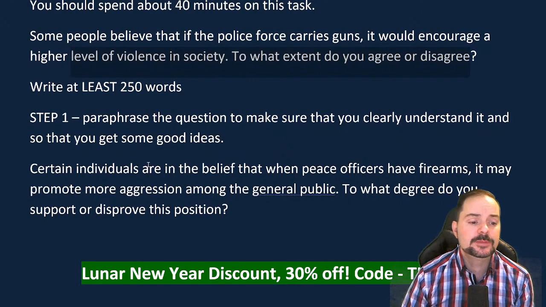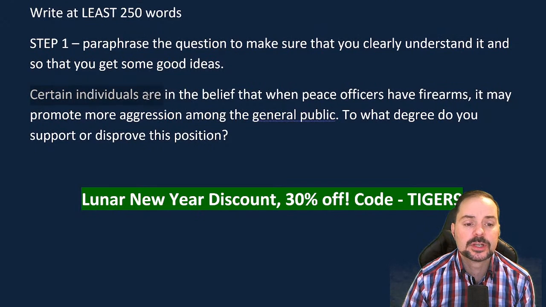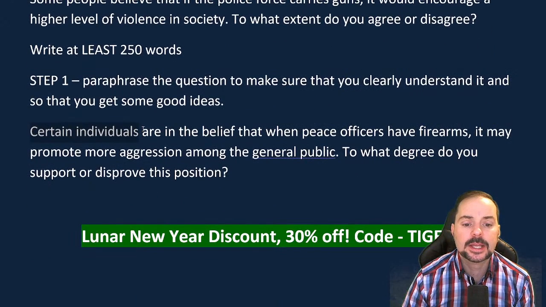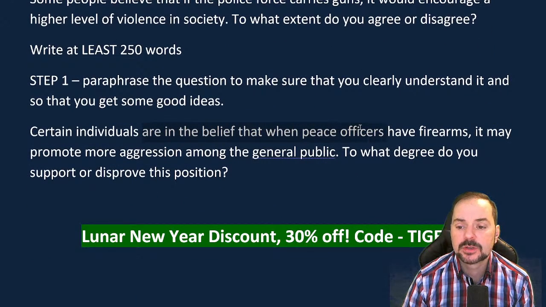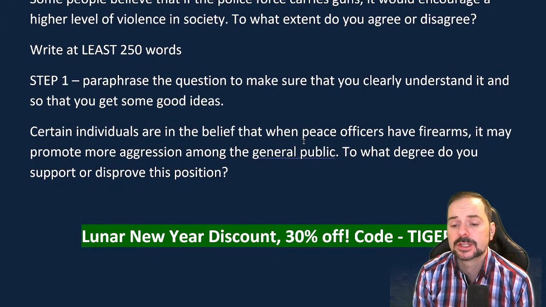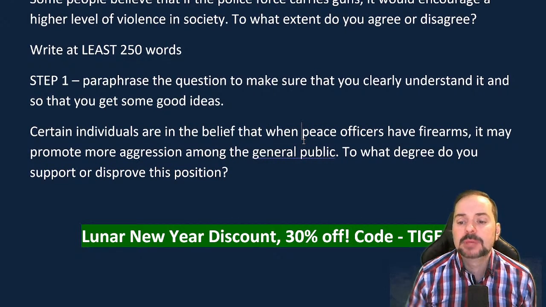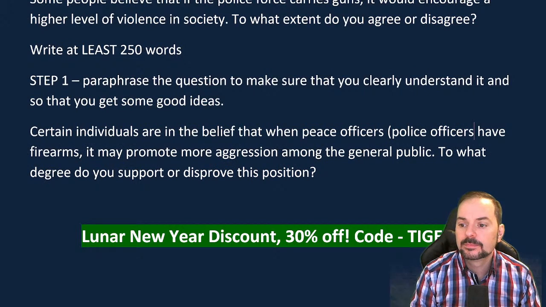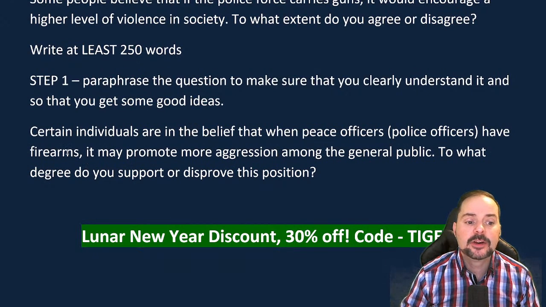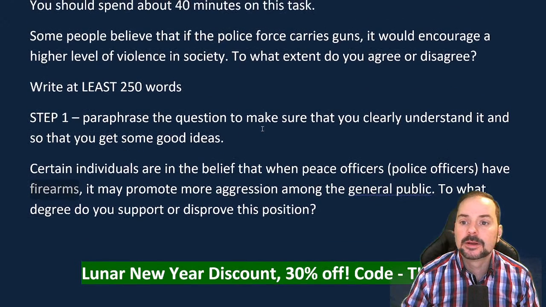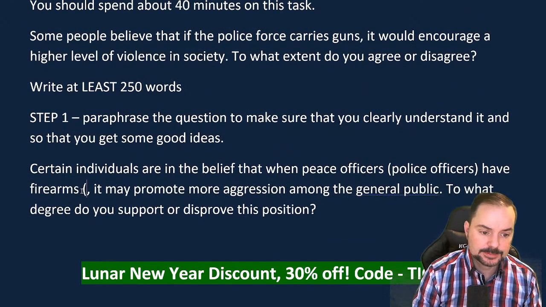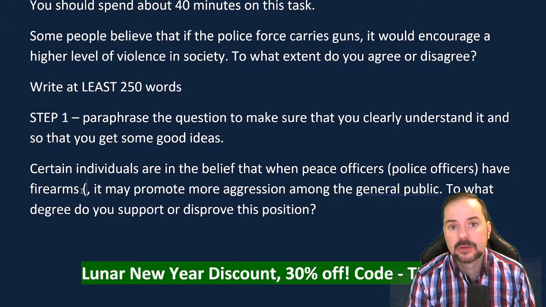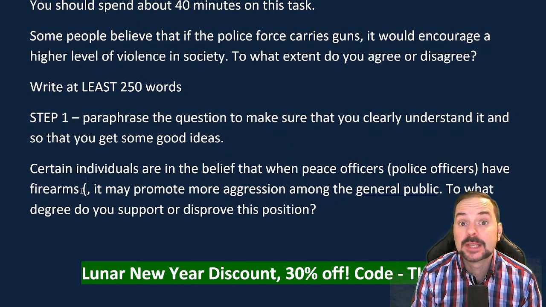This is the original question. Now here is my paraphrase. Certain individuals, instead of some people, are in the belief that when peace officers, okay, so another way to say police officers, at least in Canada, is peace officers. Okay. Have firearms. So another way to say guns is firearms. Or sidearms, for example, pistols, because they usually carry pistols, not rifles or something, right? So there are different ways to say guns as well.